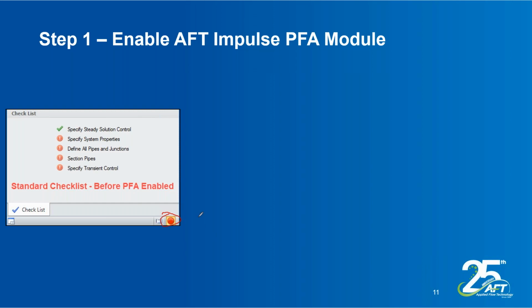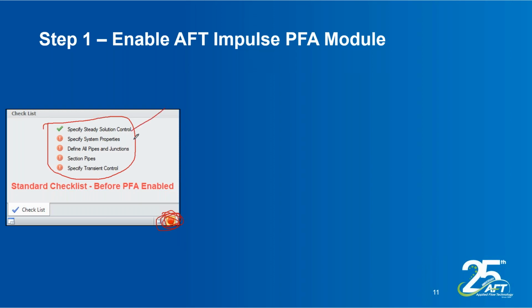So if you're brand new to Impulse, the very first thing that you should do is click on this red status light that's down at the bottom right corner of the window, and that pulls up the checklist of all of the items that need to be completed before you can run your analysis.